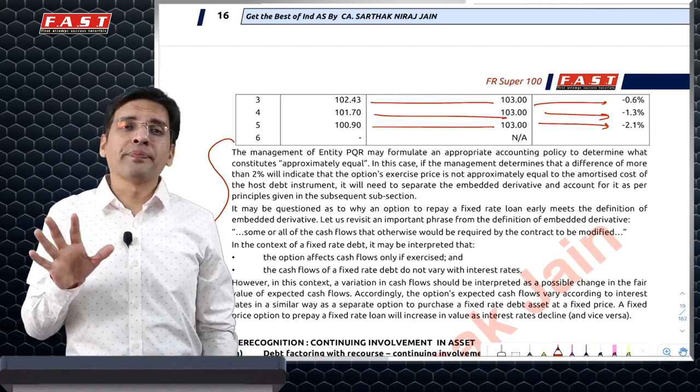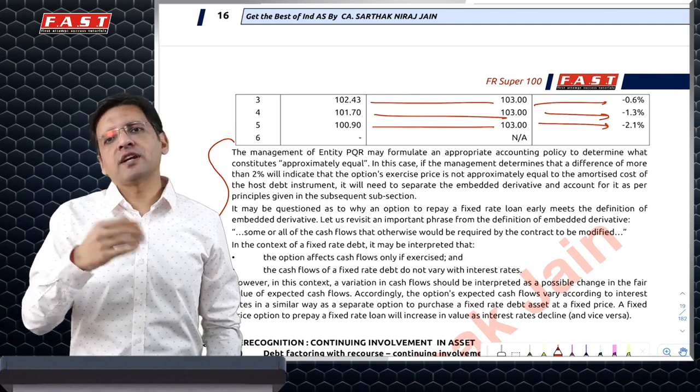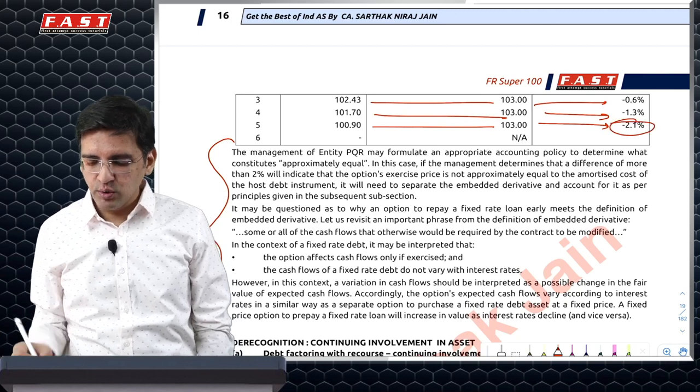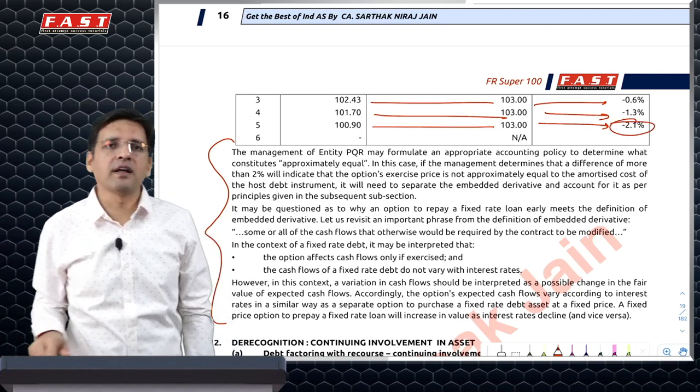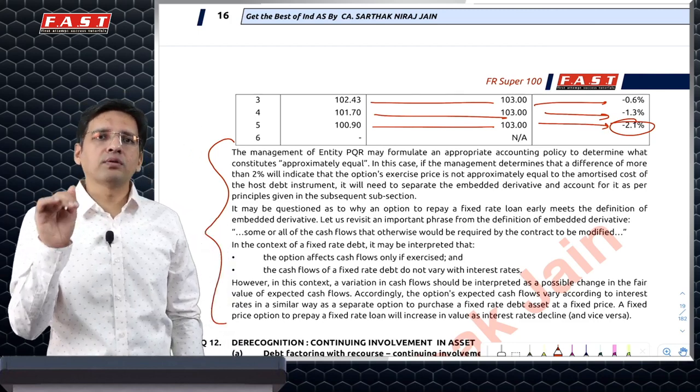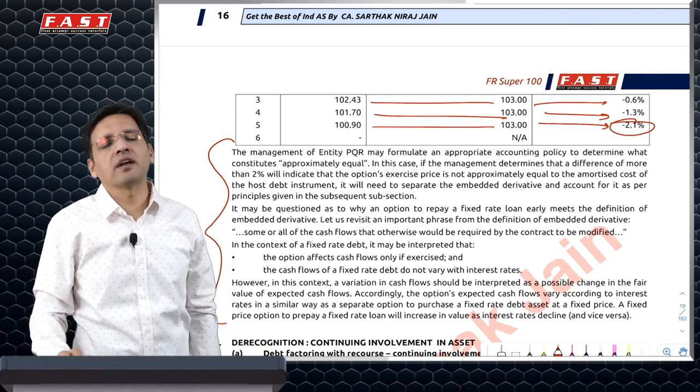But if I say no, 1% or more variation itself is treated as significant, or 2% or more is treated as significant, then 1 year it is going beyond 2%, so it will be an embedded derivative. So I'll have to do a split accounting. Split accounting, day 0 journal entry, I told you that is what you'll have to do. That is not given in the study material.